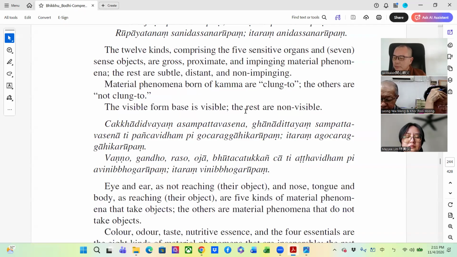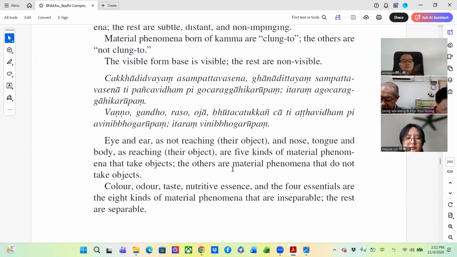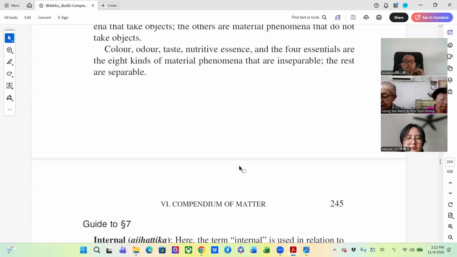The visible form base is visible. The rest are not visible. Eye and ear as not reaching the object, and nose, tongue, and body as reaching the object, are five kinds of material phenomena that take objects. The others are material phenomena that do not take objects. Color, odor, taste, nutritive essence, and the four essentials are the eight kinds of material phenomena that are inseparable. The rest are separable.